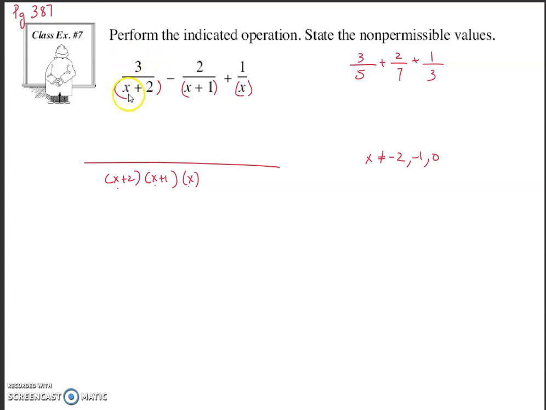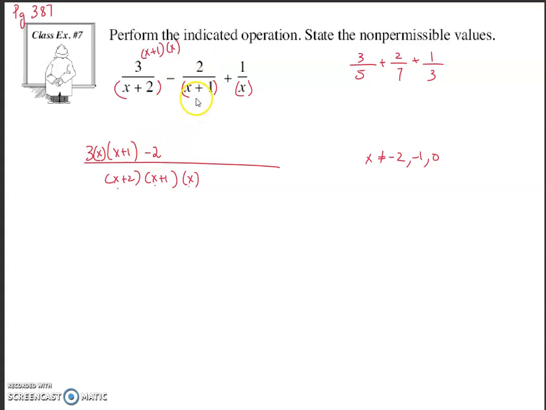So let's take a look at the first one. The first fraction already has x plus 2. So that means in order to become this lowest common denominator, it needs to be multiplied by x plus 1 and an x. So 3 times, I just like to write monomials first, times x plus 1. You don't need to write it over here. You could just jump right over here.